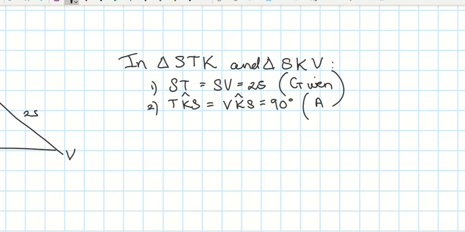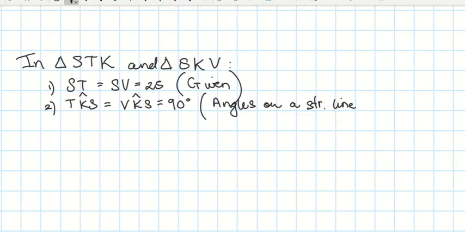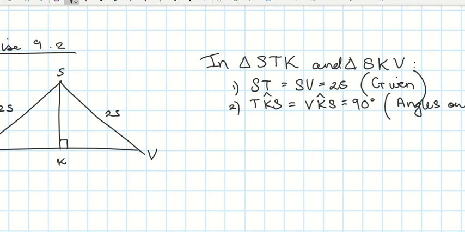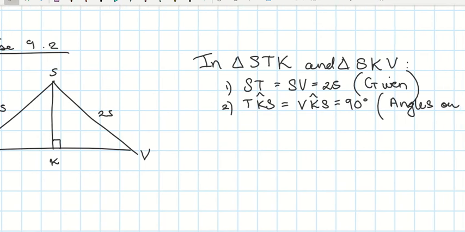So I'm going to say angles on a straight line is equal to 180 degrees. That's how I got to my second, because my second, the VKS is indicated as 90 degrees, but TKS is not indicated as 90 degrees. So we can't just make assumptions, all right? We need to state that, how did we get to that? Now, and then my third one is that SK is common.